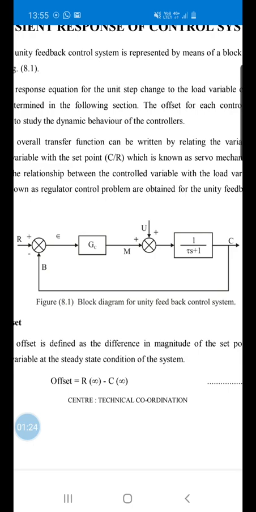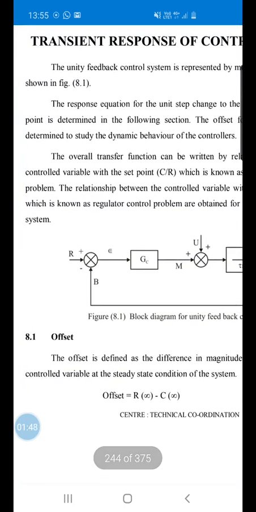Then there are two blocks. One consists of a controller having a transfer function GC, then M manipulated variable, load variable, and the process, that is a first order system. Is it right? So its transfer function is 1 upon tau s plus 1. So this is called a unity feedback system.